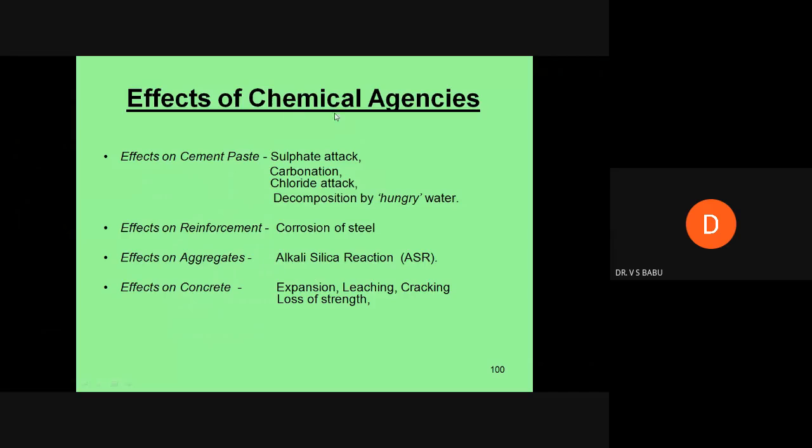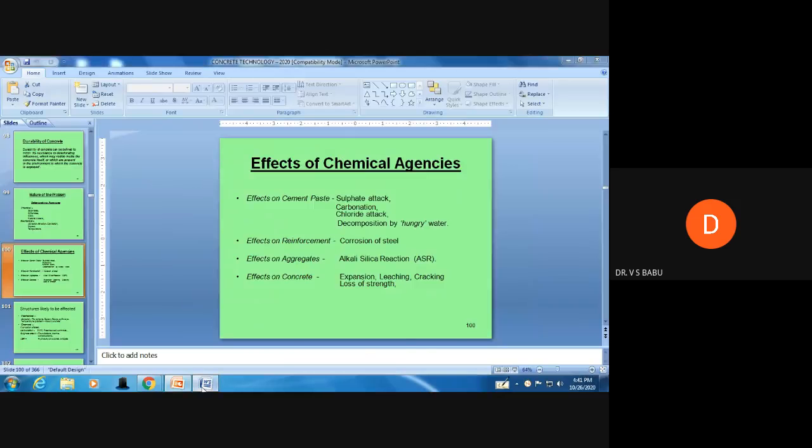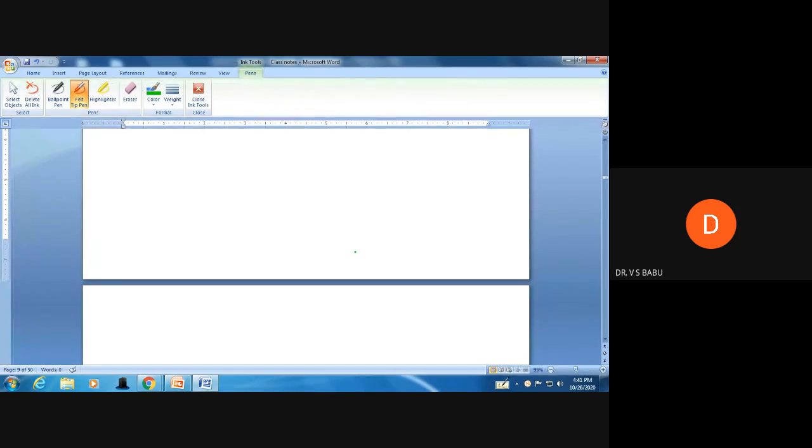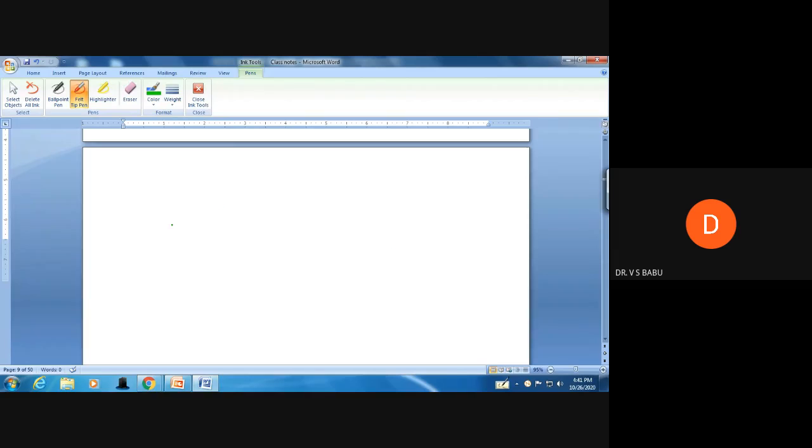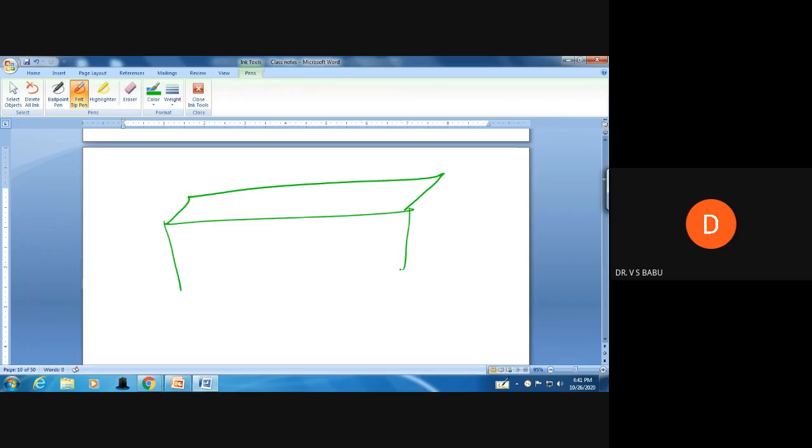Next, the effects of the chemical agencies. The first is the effect on the cement paste. The concrete member has several phases. Suppose this is my concrete beam. What are the various phases? The first one is the reinforcement, that means external agents will attack the reinforcement rods, the steel rods. And the second one is the aggregates.